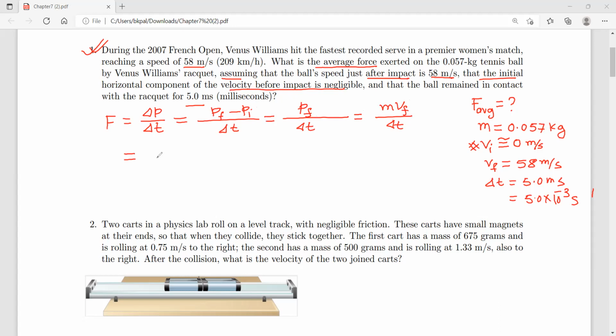So we can now plug in the values. Delta t is 5 times 10 to the power minus 3 second. The mass of the tennis ball is 0.057 kilogram, and the final velocity is 58 meters per second. If you plug these values correctly into your calculator, it should give you the force. So the answer for this problem is 661 Newton.